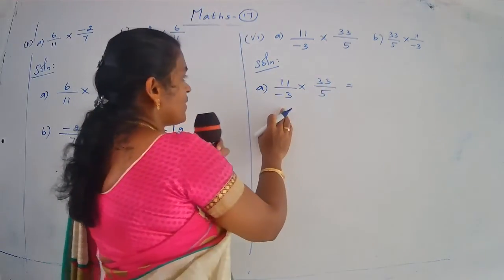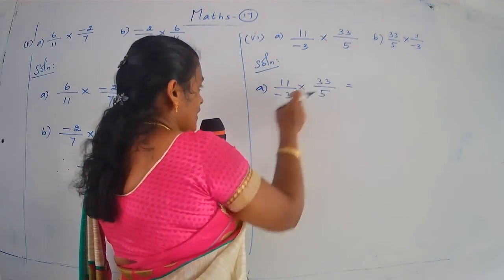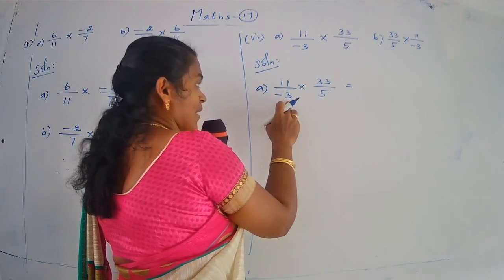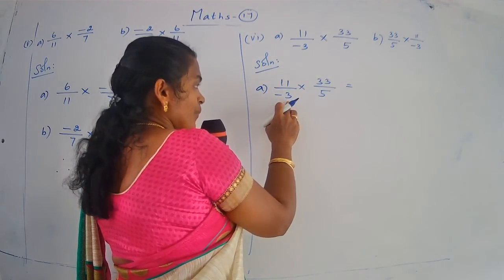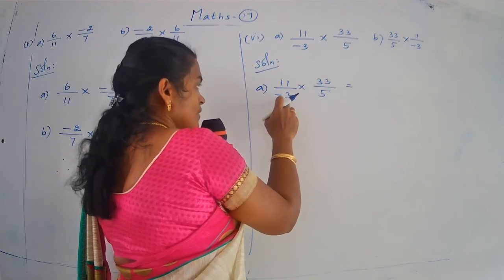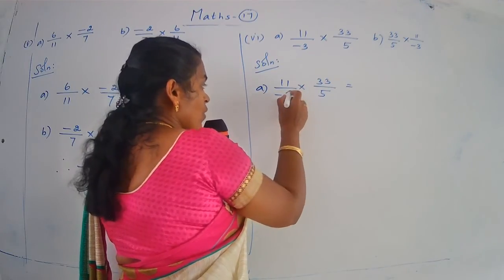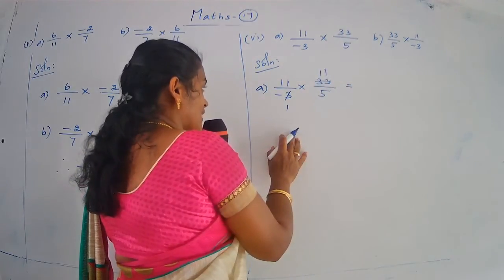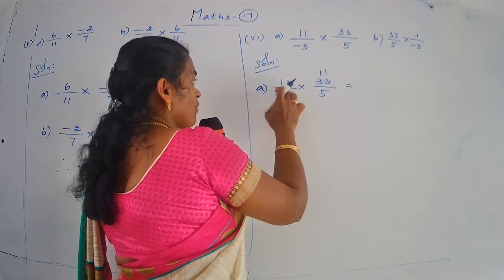Now you multiply. In multiplication, we multiply numerator by numerator. Minus into plus is minus. 11 11s are 121 upon 1 5 is 5. So, your answer is minus 121 upon 5. Okay, clear? Yes. Now, we find the value of B part.